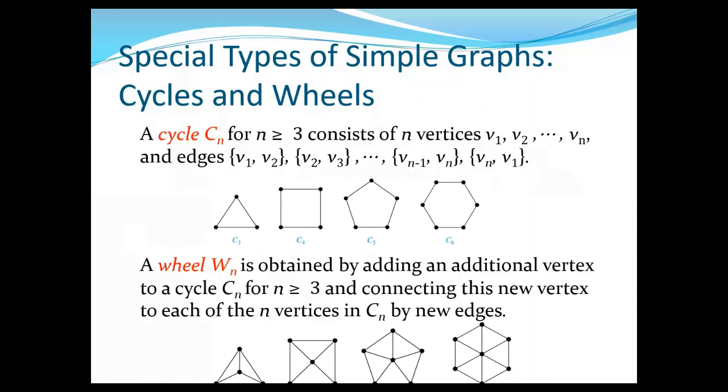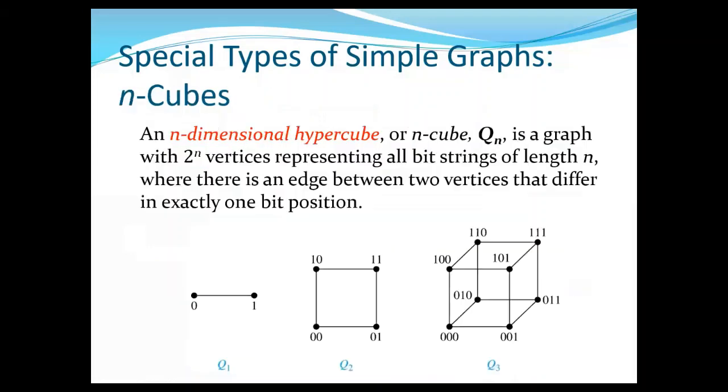While for the wheel, the only difference from the cycle is that we have an additional connection. We have three connections, and the third connection will be the central connection to the other vertices. For example, here we have a central connection for the 3, for the 4, for the 5, and for the 6. So that's a wheel, and that's the difference from the cycle. And we also have the n-dimensional hypercube.